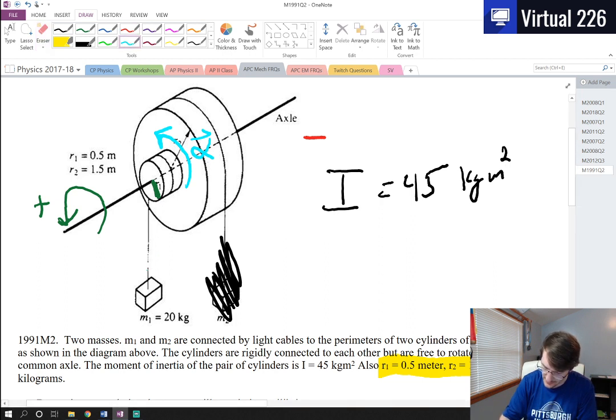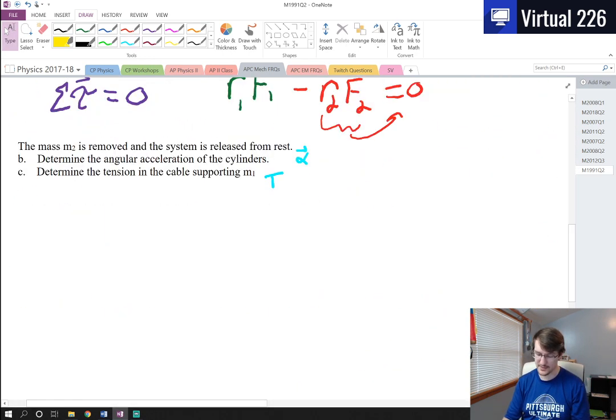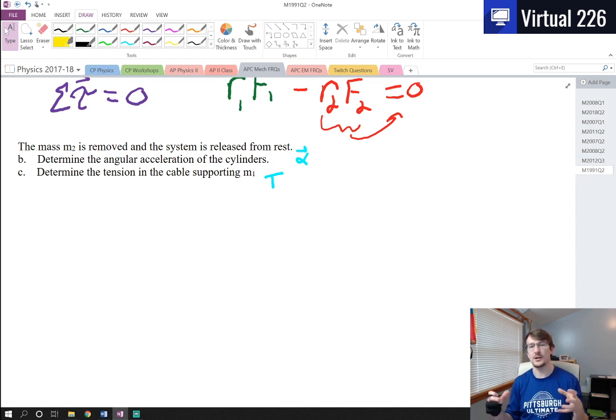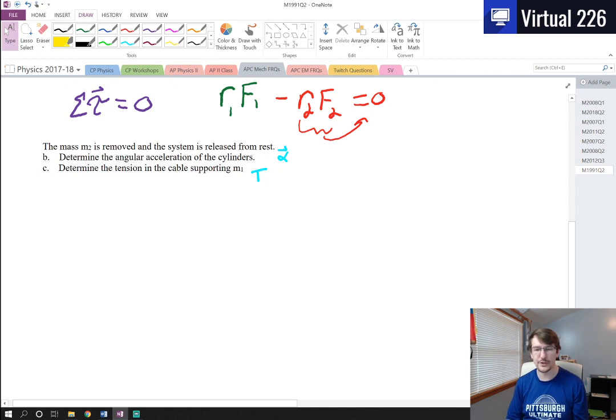Remember that tension is technically in both directions here, depending on how we want to think about it. It's equal and opposite, but there's a tension there in that cable. So that's what we were asked to do in parts B and C, and we're going to quickly see that these are tied together.